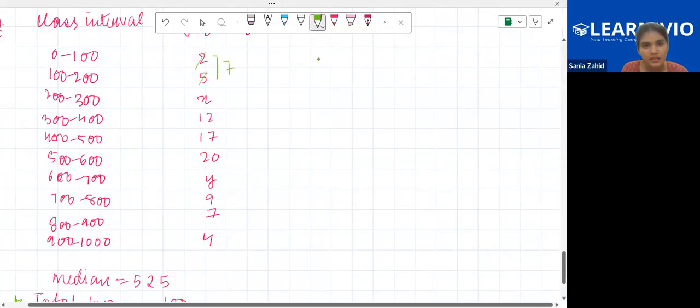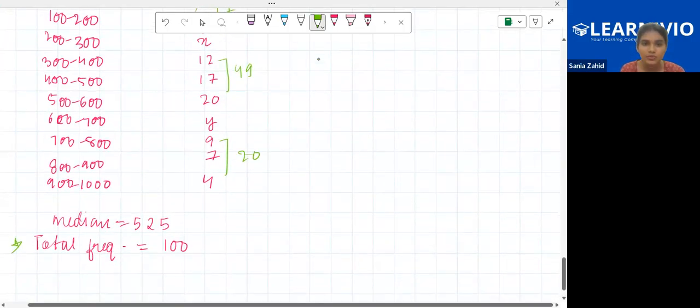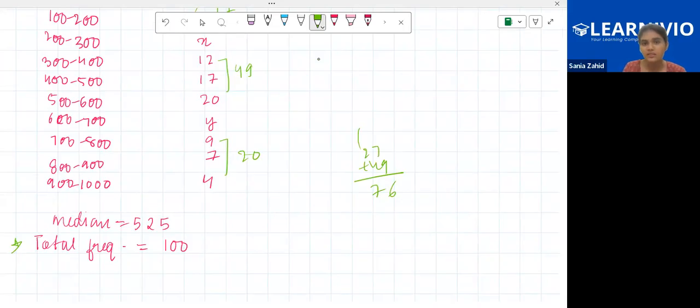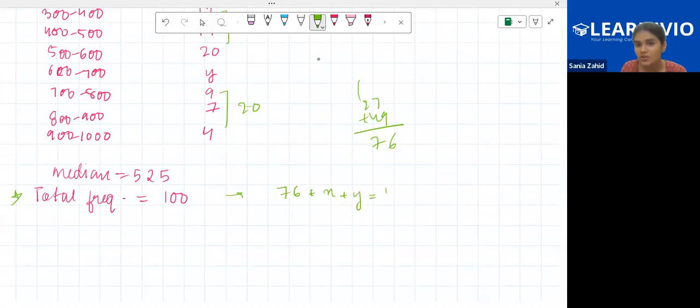So 27 plus 49 you have to do. You get 76. So 76 plus x plus y should give you 100. That means x plus y.